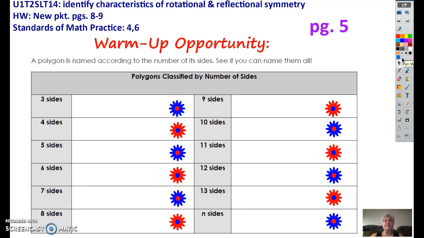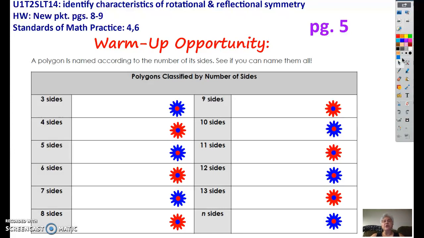Hi class. Today you should have picked up your new yellow packet. We're starting the rest of topic 2, and we're starting today with both rotational and reflectional symmetry. After today's video and lesson, you can start on your homework pages 8 and 9.